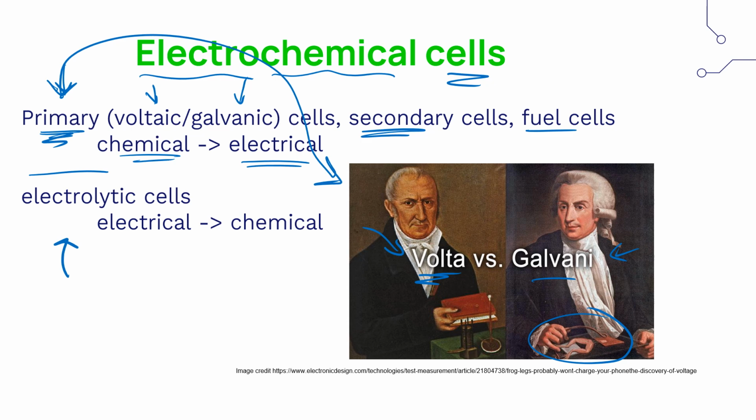The second category of electrochemical cells are electrolytic cells. These are flipped. So now we're going to take some electricity to force chemical reactions to happen. Those chemical reactions are not spontaneous. The electricity forces them to happen.